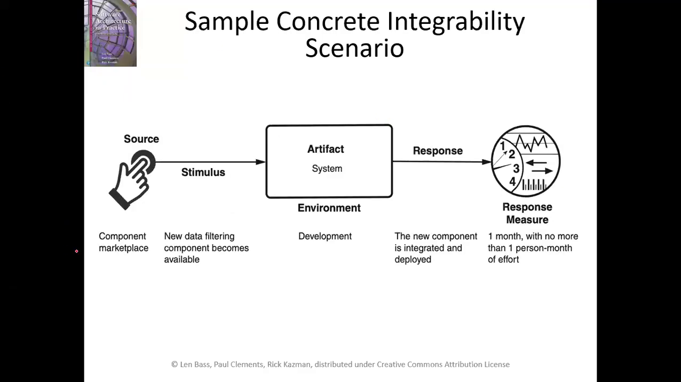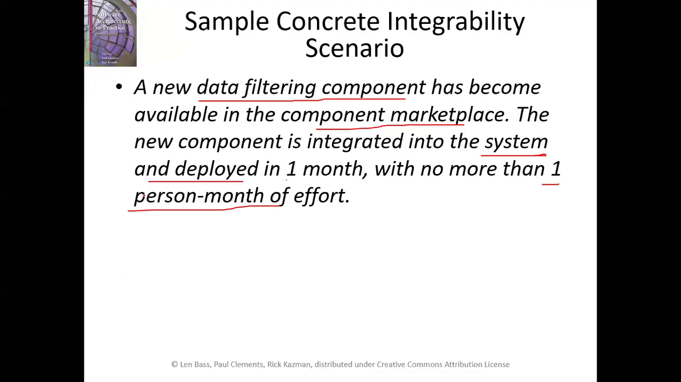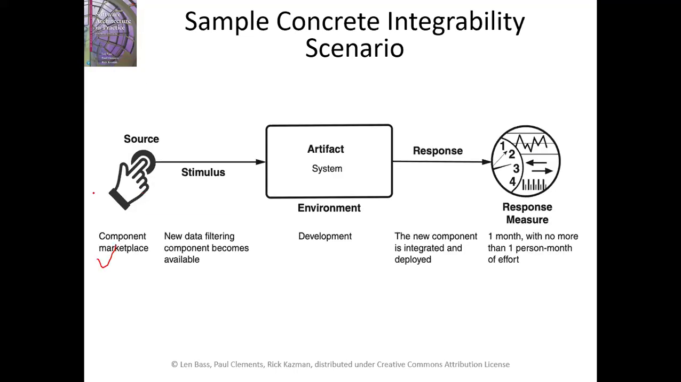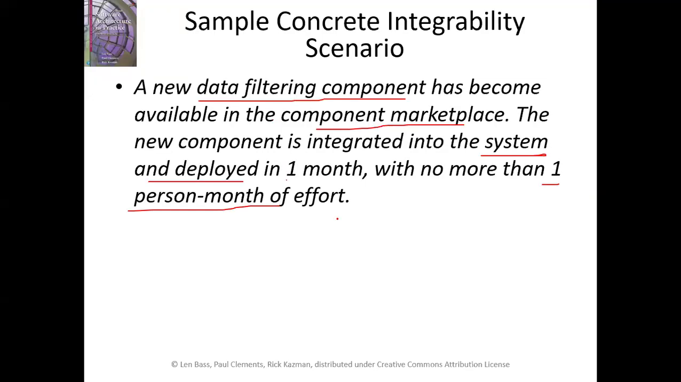So the source is the marketplace. So a new component just arrived in the marketplace and we want to put it in our system. We want it integrated into our system. So the stimulus is the component arrived. And we said we are integrating it into our system. So, when are we going to integrate it? What is actually happening at the time when we are going to integrate it?